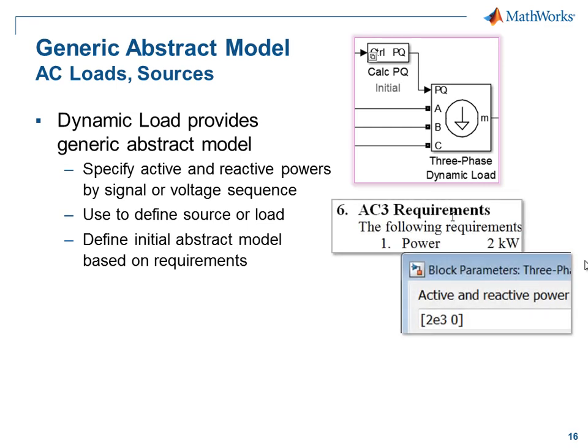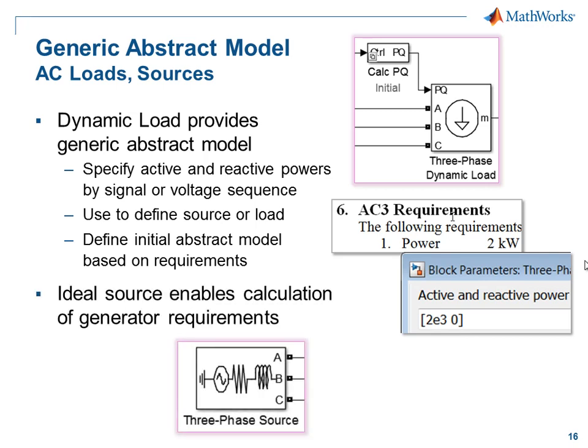We're going to define the active and reactive power based on the initial set of requirements that are in our document. For the source, we're going to use an ideal source. This will set the voltage on our network, and we can use this to size the generator to figure out how much power it needs to produce.